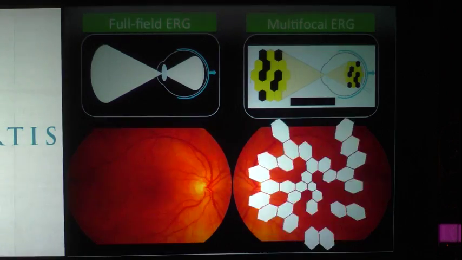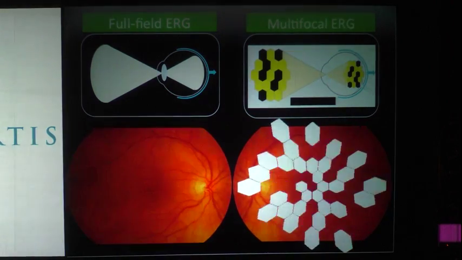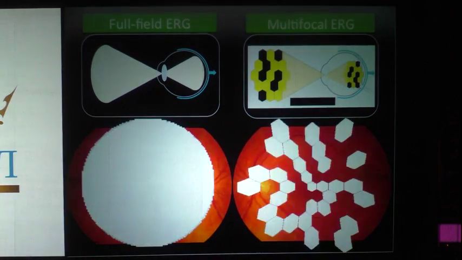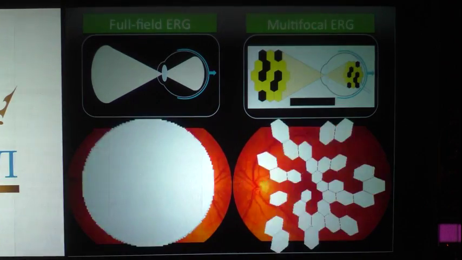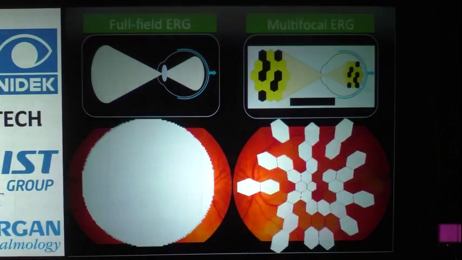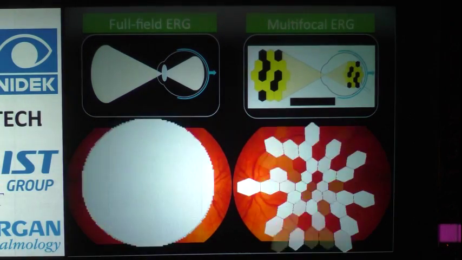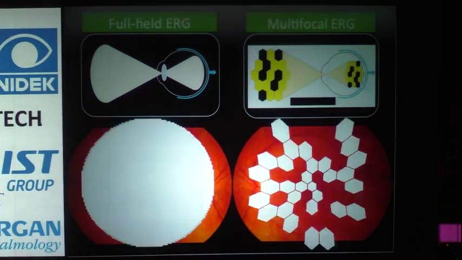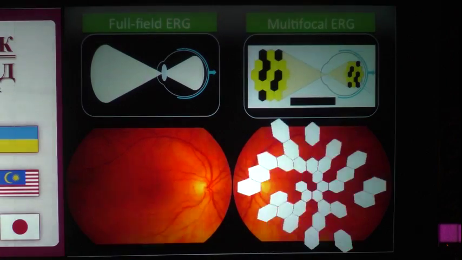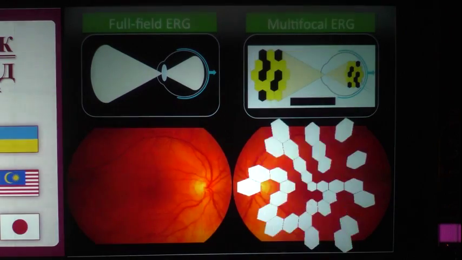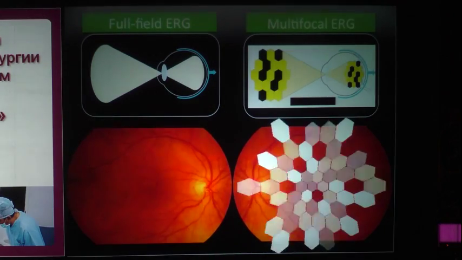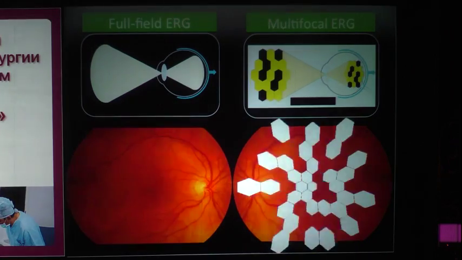There are several types of ERGs. The left side is the image of the stimulus of full field ERGs, and the right side is the stimuli of multifocal ERGs. By patient fixation, the center of the stimulus is projected onto the fundus. In full field ERG, which is commonly used clinically, the waveform is generated from the whole retina. In contrast, multifocal ERG can be recorded from focal responses during a single recording session.